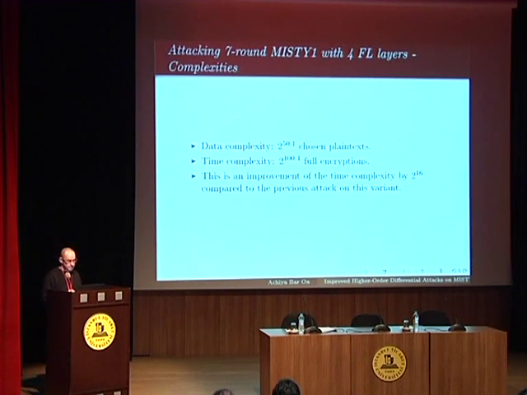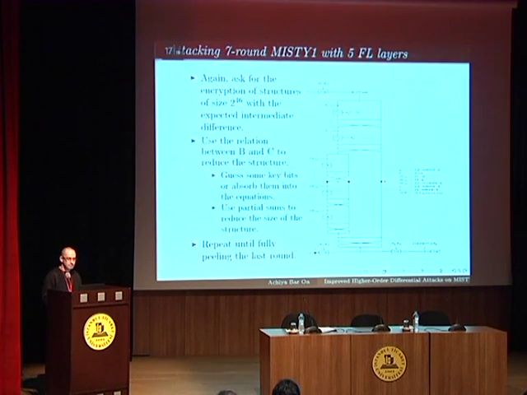Oh, sorry, no. The data complexity of the previous attack is 2^50.1 chosen plaintexts, and the time complexity is 2^100.4 full encryptions, which is an improvement to the time complexity by 2^16 compared to the previous attack on this variant. The last attack is, again, similar. It attacks 7 rounds with 5 FL layers, and this is the first attack on this variant.